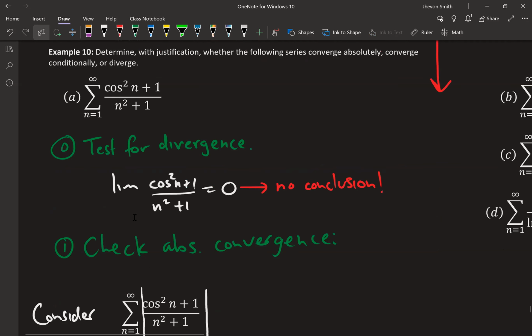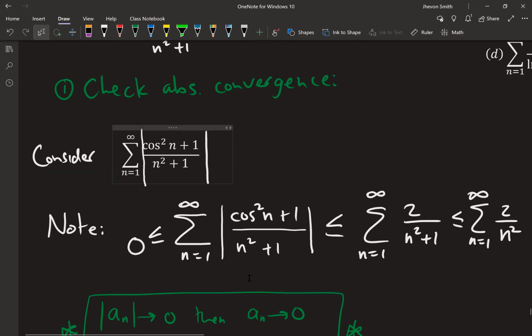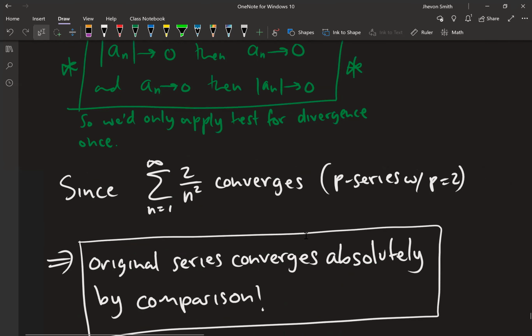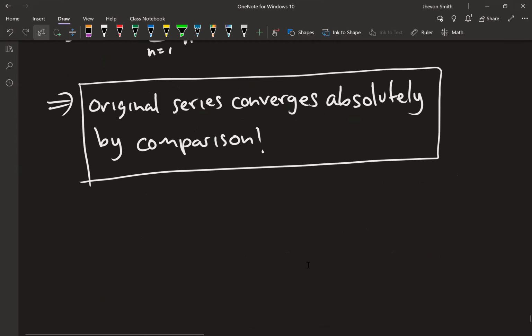So yeah, start out checking the test for divergence, no conclusion here. Move down to step 1, check absolute convergence. The absolute values around the cosine beg me to replace the cosine with 1. Then an obvious direct comparison becomes evident, and I just apply that. So we're done.